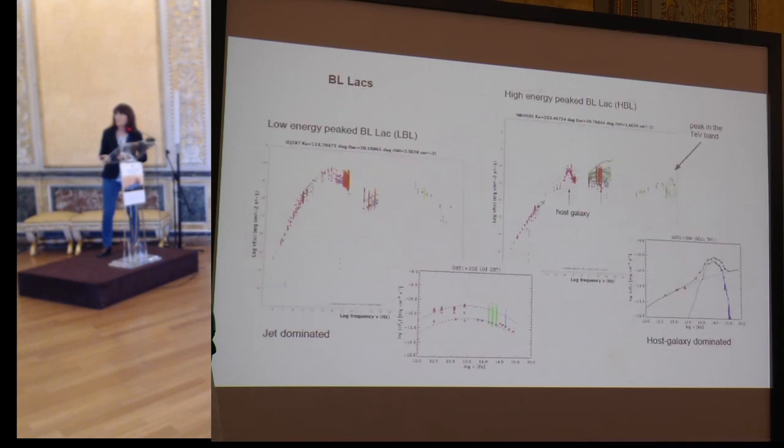And here are two examples of BL Lac objects. On the left, a low energy peak BL Lac, jet dominated in the optical, and on the right, a high energy peak BL Lac, whose optical emission is dominated by the host galaxy. And notice in this case, the peak of the inverse Compton emission in the TeV band.